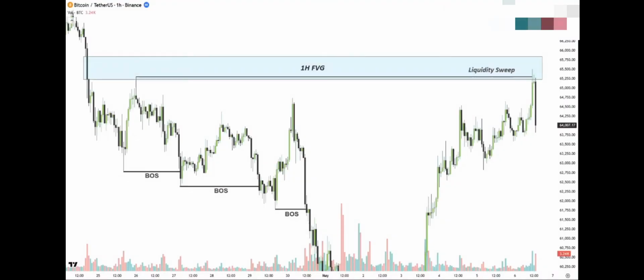For example, here on the Bitcoin Tether 1-hour chart, price is clearly in a strong downtrend and has already created bearish breaks of structure. Then price pushes upward, sweeps the buy-side liquidity above a key swing high, and taps into this 1-hour fair value gap. After filling the FVG, price reacts from it and shows rejection.